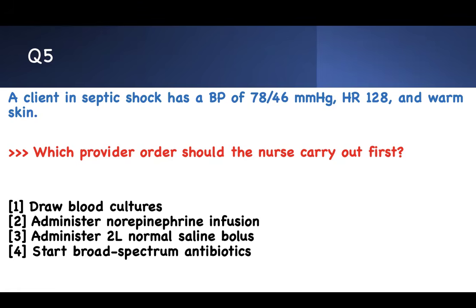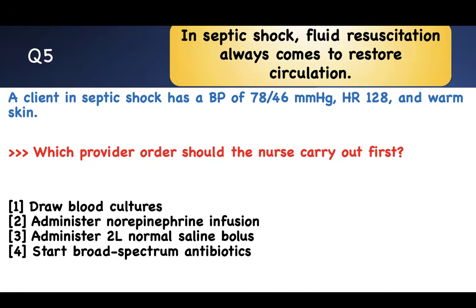What would you choose? I know you watch my class. In septic shock, fluid resuscitation always comes first to restore circulation. Therefore, I'm going to pick fluid over anything. Blood culture, fine. I draw blood culture, I give them antibiotic. And if the blood pressure is not improving, I give them epinephrine.